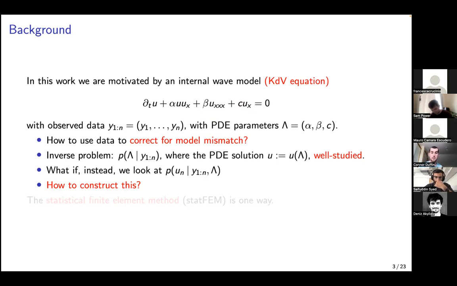The idea was then obviously not to invert the PDE, so to estimate those parameters, which would be solving this inference problem here, finding the probability distribution of the parameters given the set of data, but instead to study the filtering distribution of a discretized version of this PDE in a somewhat statistically coherent way. And the way that Mark came into the work was with this statistical finite element method.